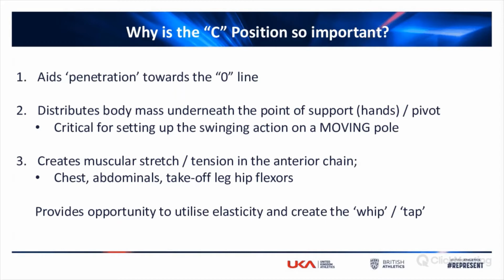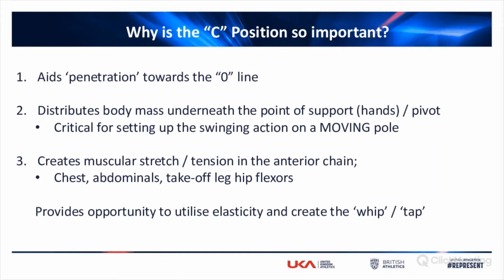Secondly, and more importantly for this presentation, it distributes the athlete's body mass underneath their point of support, i.e. their hands. So they're underneath the pivot, and that is critical for setting up a swinging action, particularly on a moving pole. And then thirdly, that C position creates a lot of muscular stretch and tension through the anterior chain, through the front of the body.